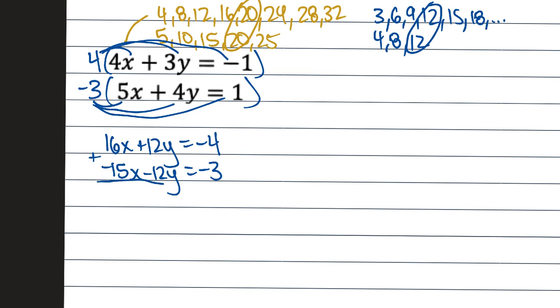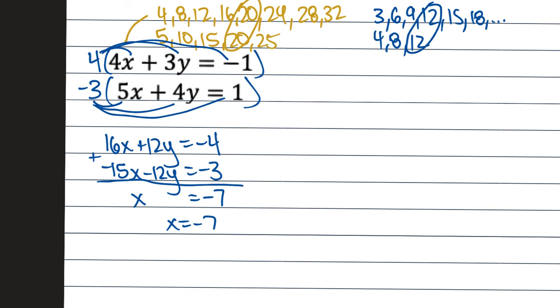And so now if I add those, 16x plus negative 15x is 1x. 12y plus negative 12y cancels, so I don't even need to write it. Negative 4 plus negative 3 is negative 7. Now, a lot of times, once you do that, the x or the y will have a number in front and you'll have to divide. But 1x and x are the same thing, so right now I have x equals negative 7.